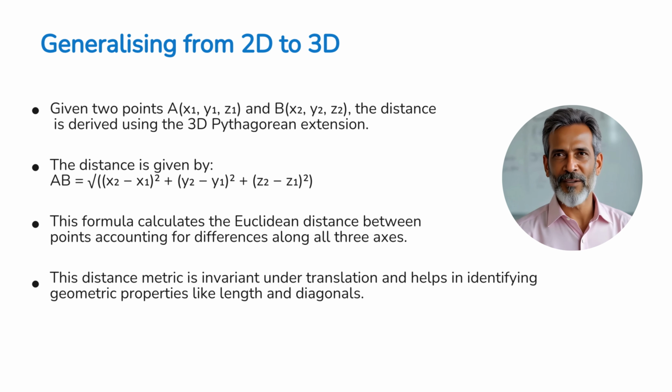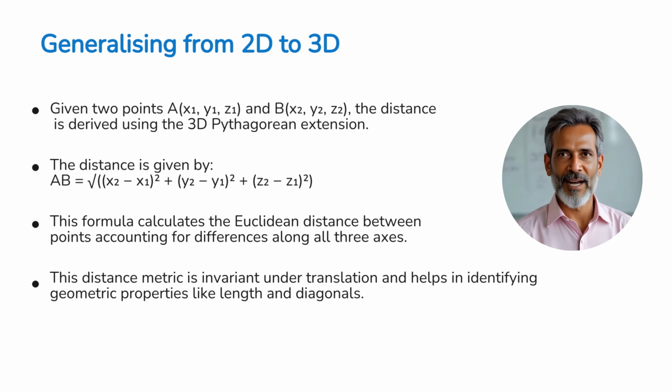Let's build on that and find out how to measure distance between 2 points in 3D space. You know how in 2D the distance between 2 points uses the Pythagorean theorem? We just extend that idea into the third dimension. Suppose we have 2 points, call them A and B. Point A is at coordinates x1, y1, z1, and point B is at x2, y2, z2.